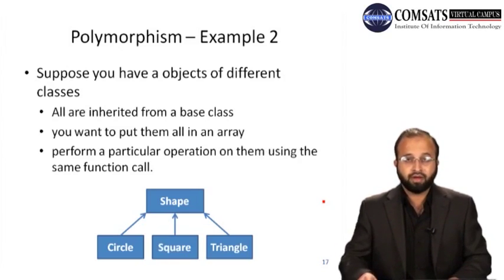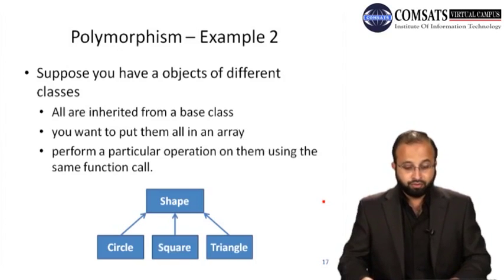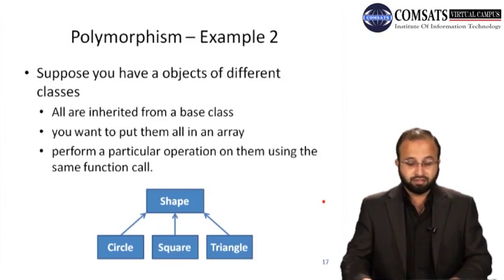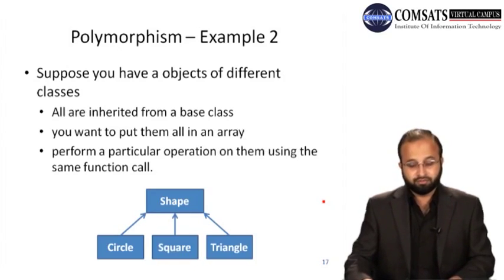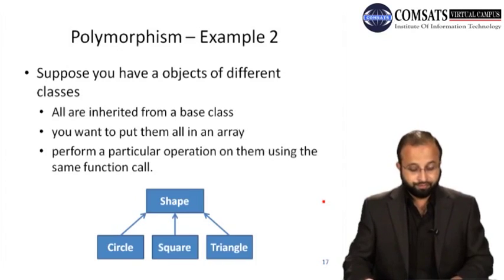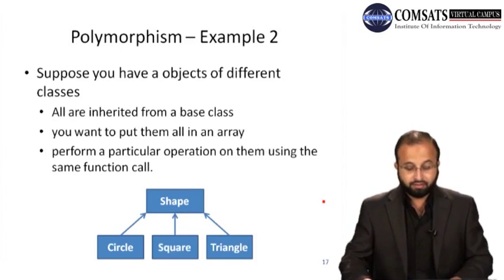Let's see example number 2, and I hope with that example the concept of polymorphism will be more clear to you. Suppose we have objects of different classes, all inherited from the base class, and you want to put them all in an array and perform a particular operation on them using the same function call. That is what you want to do. So you have a shape class.